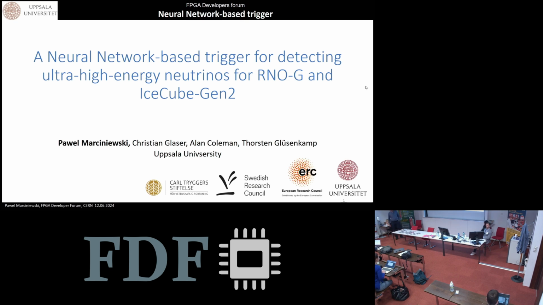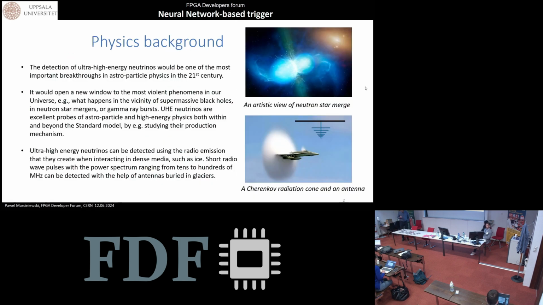Okay, so first let's talk about the application field. Most of you are probably connected to CERN and these accelerator-based experiments. This is not an accelerator-based experiment. This is a cosmic ray experiment. We are looking for ultra-high energy neutrinos, which are coming from very specific phenomena, like, for instance, what happens in the vicinity of supermassive black holes, or if two neutron stars merge, and there are also other phenomena like gamma ray bursts, which one would like to investigate.